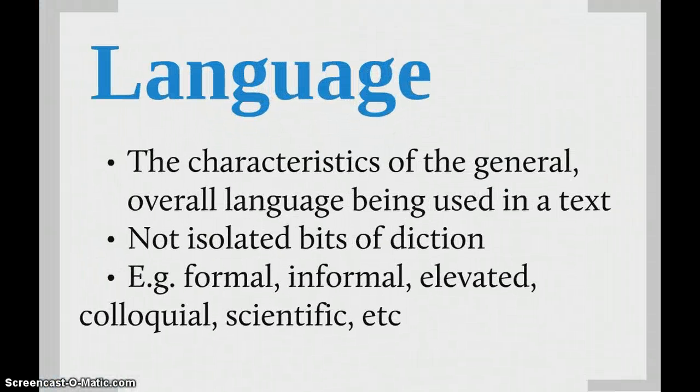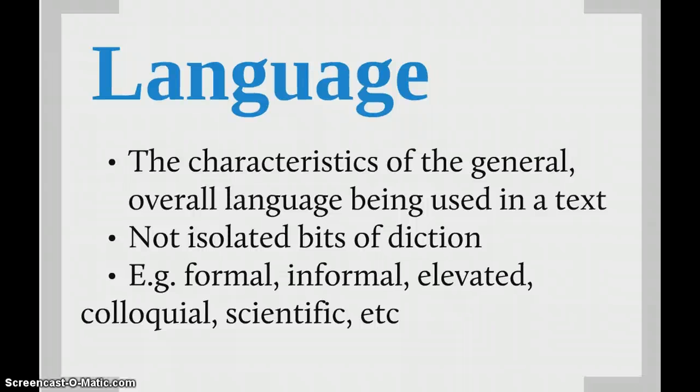Language is the characteristics of the overall general use of the text. It's looking at the entire piece. Formal or informal are the ones you'll normally go with, but elevated is another way of saying formal. Colloquial is another way of saying informal.